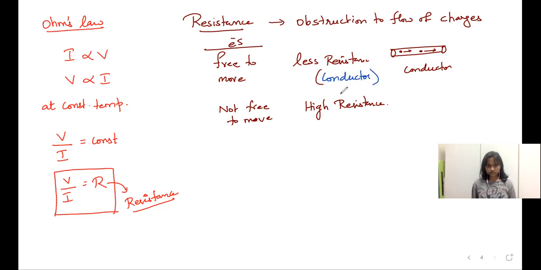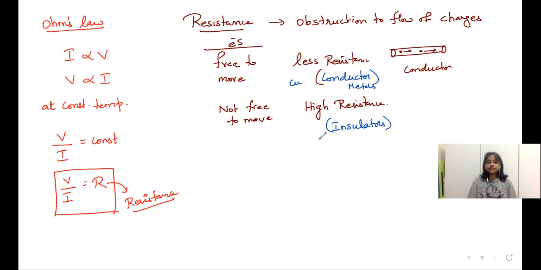Conductors offer less resistance, like a copper wire, any metal. Usually metals are called good conductors, correct? High resistance is offered by insulators, which do not allow electric current to flow through them, right? Those are bad conductors. Usually non-metals are all bad conductors. Not, you can't say non-metals, sorry. Some of the non-metals even conduct, like graphite. Insulators are just bad conductors.